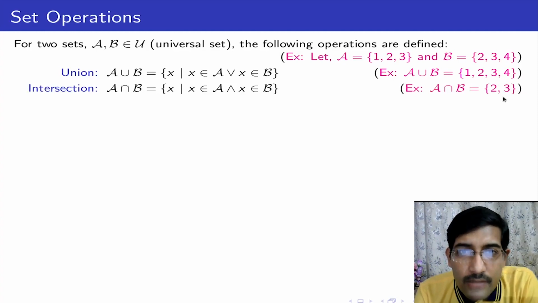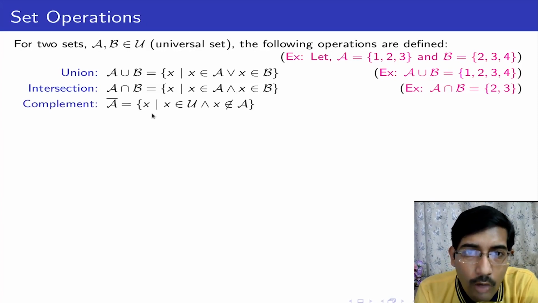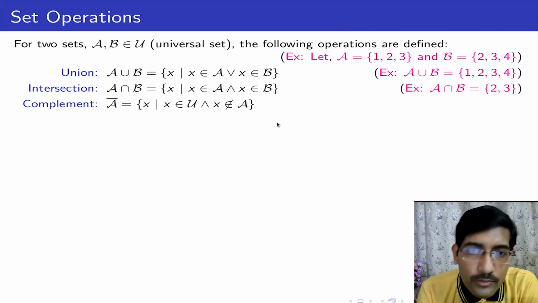Intersection means the elements that are present in both the sets. So in our example, 2 and 3 are the common elements. So A intersection B will be {2, 3}. It says all the elements X such that X belongs to A as well as X belongs to B, both. Complement means I need all the elements which belong to my universe but don't belong to A. So definitely if you say complement of A in our example, all the elements which are not 1, 2, 3, whatever possible.